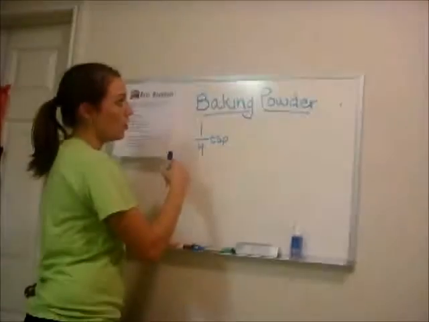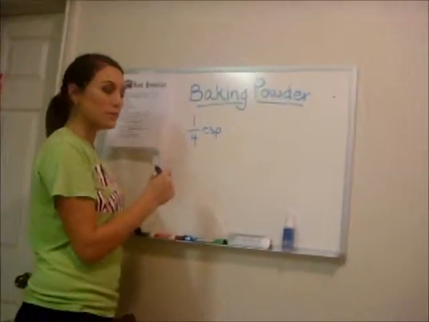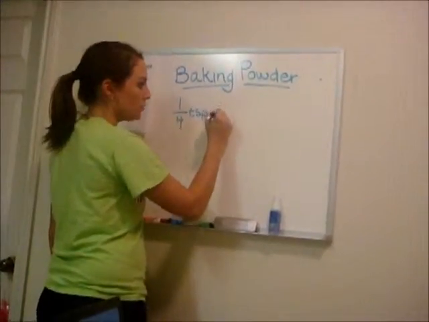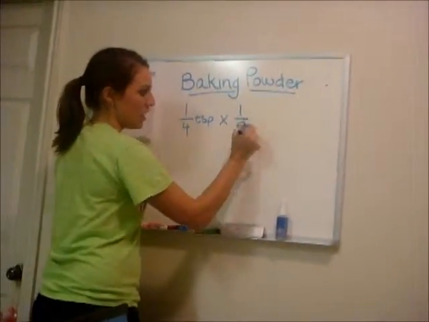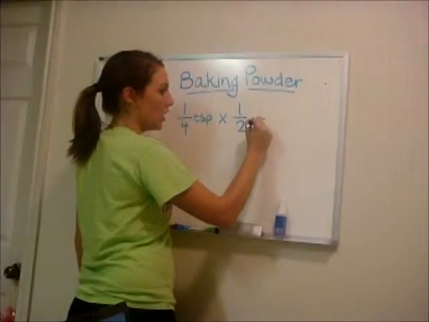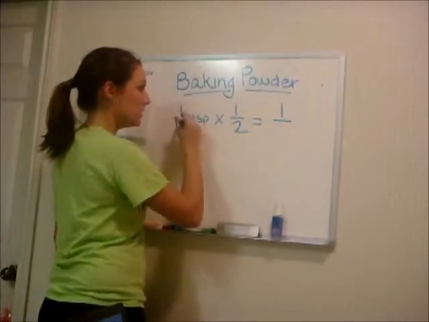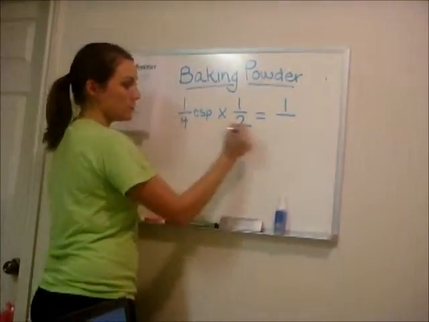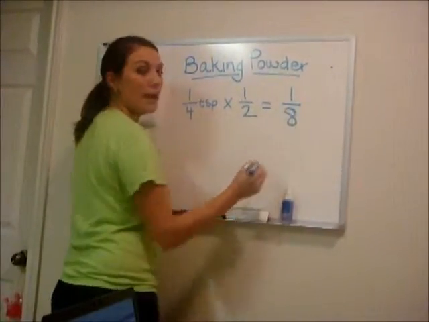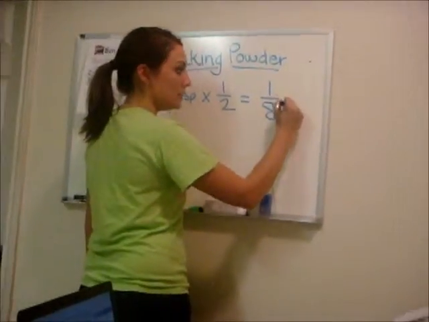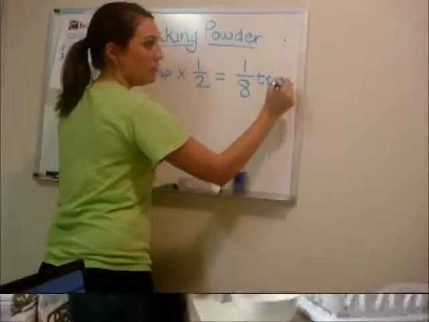Once again, our original recipe called for 1/4 teaspoon of baking powder. Using my trick, we'll multiply by 1/2 in order to find our new recipe, because we multiplied 1 times 1 to get our numerator, and 4 times 2 to get our denominator as 8. So in our new recipe, we need 1/8 teaspoon of baking powder.